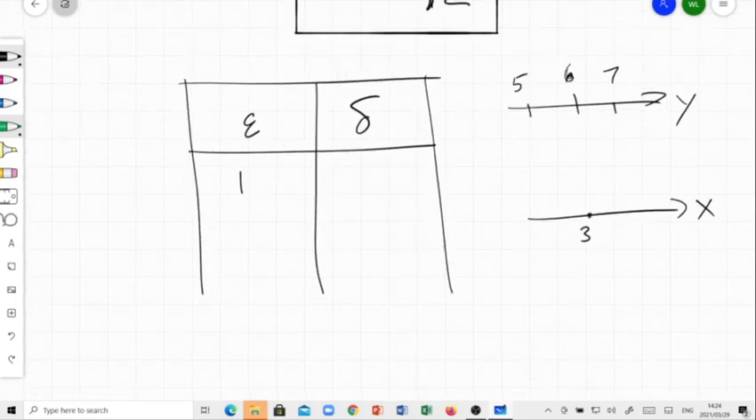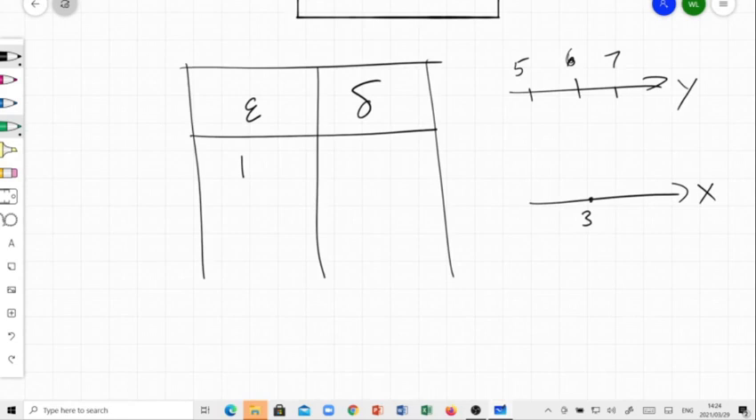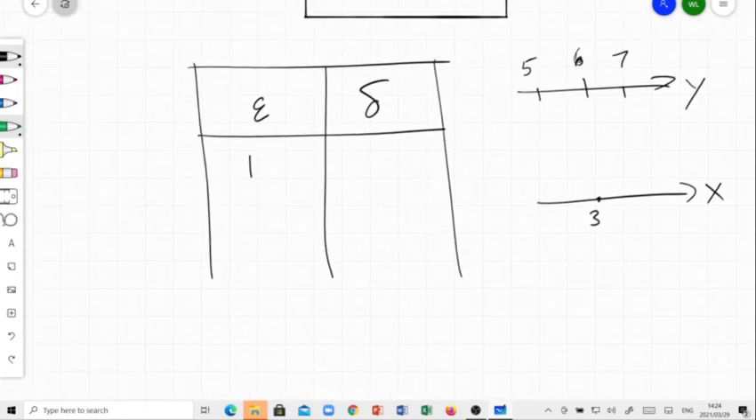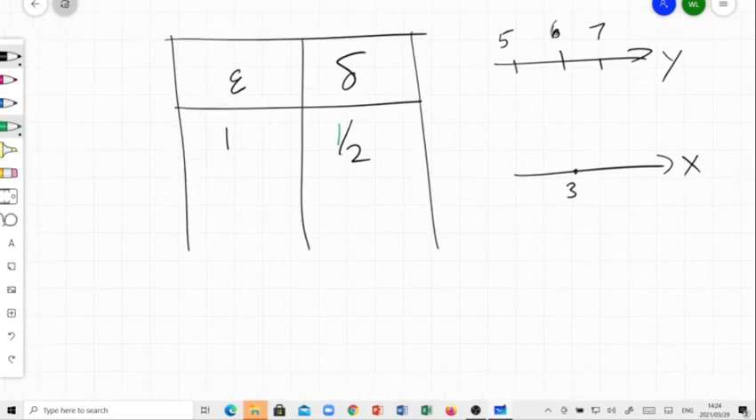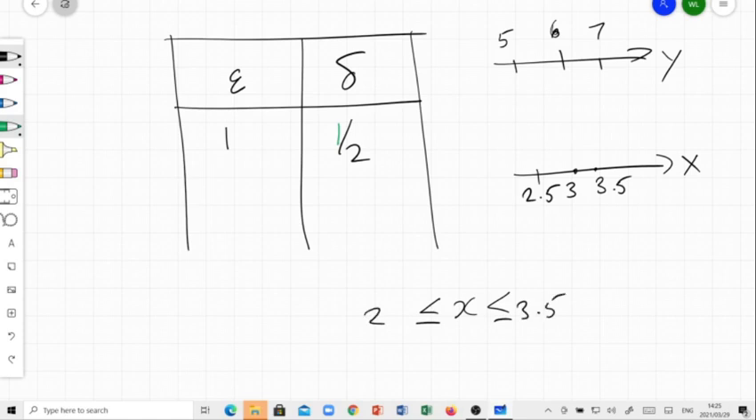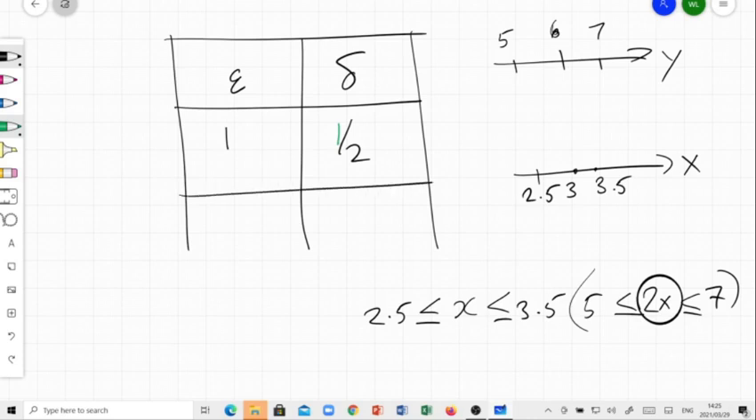According to this formula, I must choose delta to be epsilon over m, so it is 1 over a half. So it's going to be 3.5 and 2.5. Okay, so let's just see it. If my x is between 3.5 and 2.5, notice that when I double them up, I get 5 and 7, which means that my two x's are within distance 1 of 6. Do you get it? So this is quite a big epsilon.